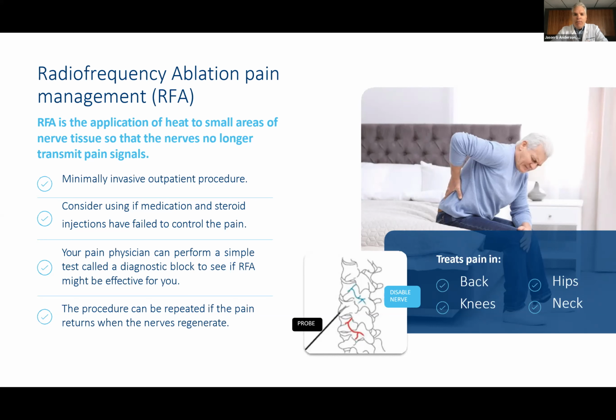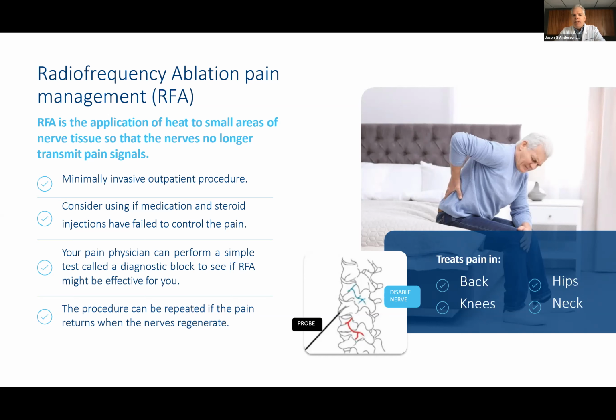Now, in order to justify doing radiofrequency ablation, we have to do 2 sets of diagnostic injections with local anesthetic or numbing medication to simulate what it would be like to deaden those little nerve branches. These little nerve branches are called medial branches, and they send the pain signals from these individual joints. And if the diagnostic injections give you excellent temporary relief, then we can go ahead and do the radiofrequency ablation procedure to make that more long lasting.